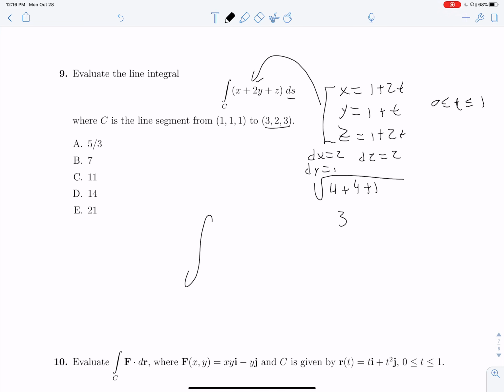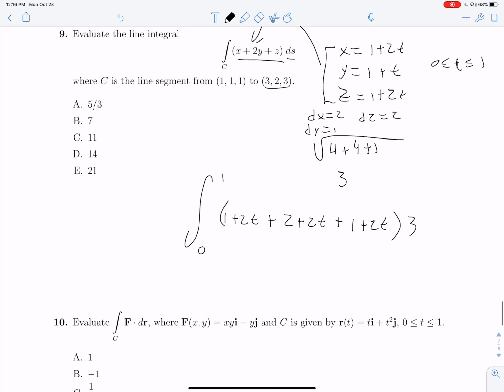Taking our overall integral, we know that our bounds are t runs from 0 to 1, and now we can just substitute all of our values in and multiply by 3. So x is going to be 1 plus 2t, 2y is going to be 2 plus 2t, and z is going to be 1 plus 2t, and then all this is getting multiplied by 3.